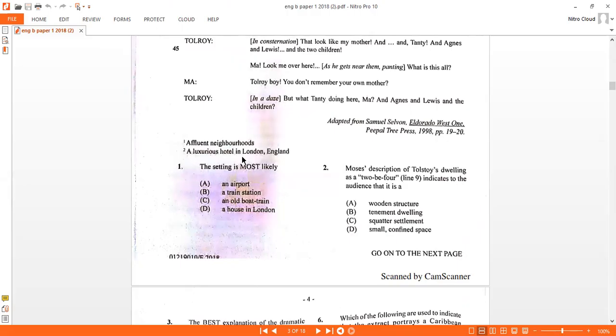Now, there are 4 options given to us: an airport, a train station, an old boat train, and a house in London.